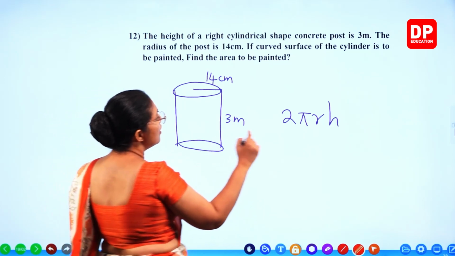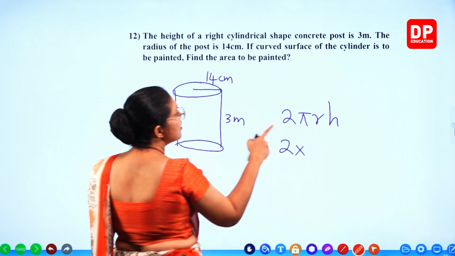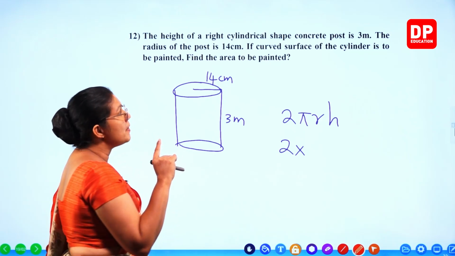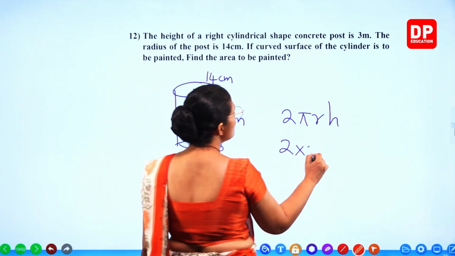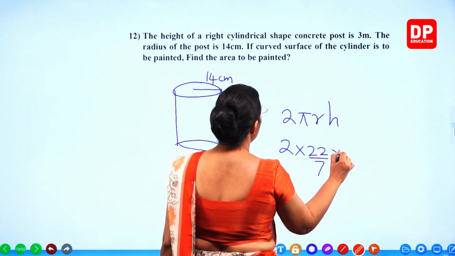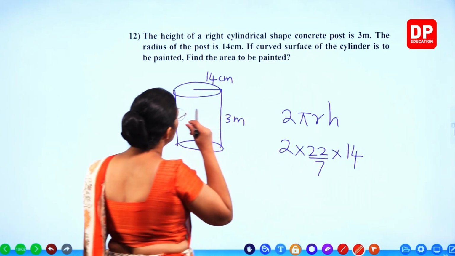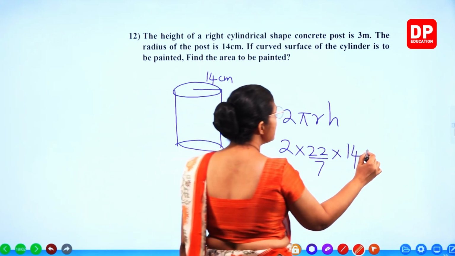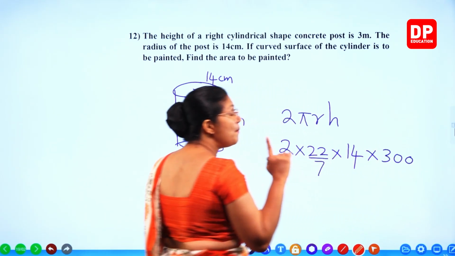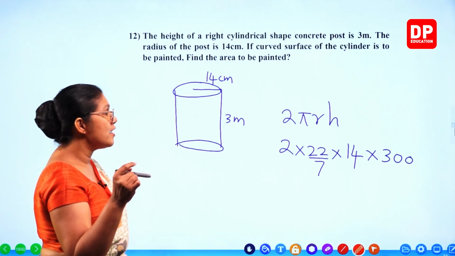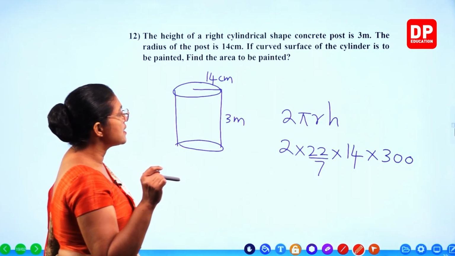So when you are substituting, make sure that all measurements are in 1 unit. Pi is 22/7. If you take radius as 14 centimeters, what is the height? Height should be 300, not 3. 3 meters multiplied by 100 and you get 300 centimeters.